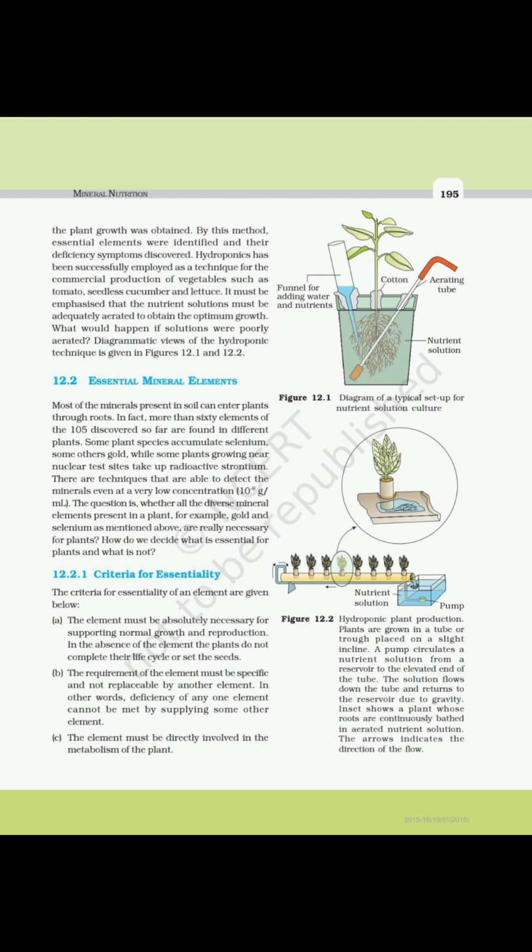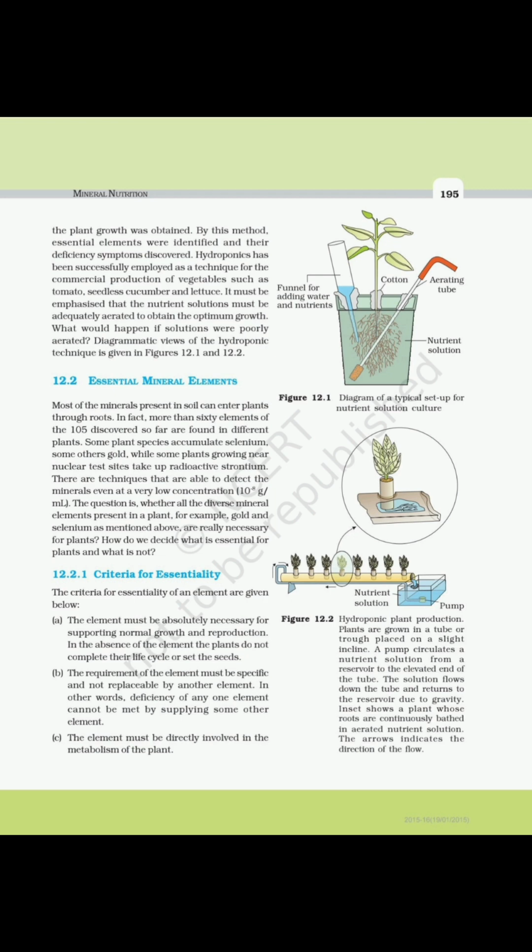The question is whether all the diverse mineral elements present in a plant, for example, gold and selenium as mentioned above, are really necessary for plants. How do we decide what is essential for plants and what is not? 12.2.1 Criteria for essentiality. The criteria for essentiality of an element are given below.